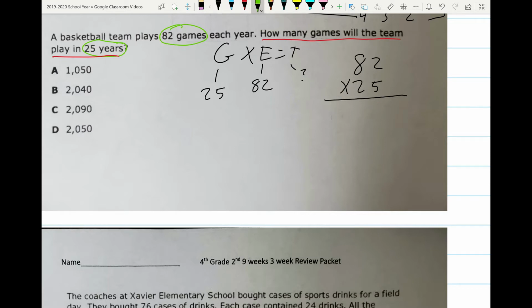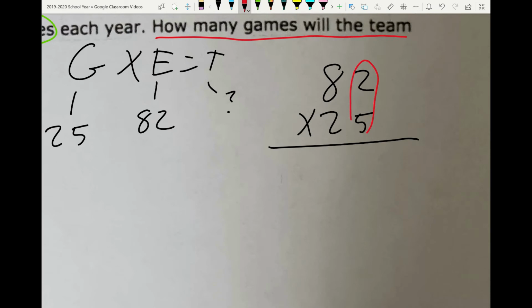Remember, when I multiply like this, I'm going to be multiplying 5 times 2. Then 5 times 8, okay? 5 times 2 is 10. 5 times 8 is 40 plus 1, 41. Then the next thing I do is add a 0 as my placeholder, okay?